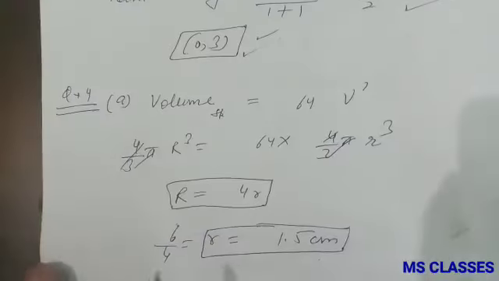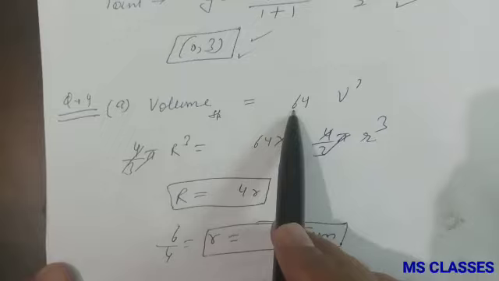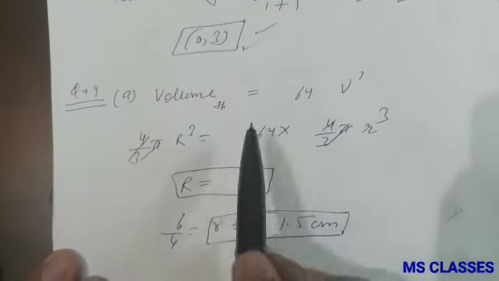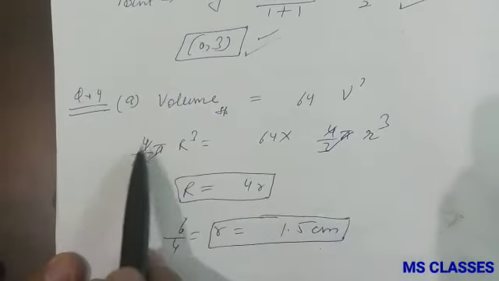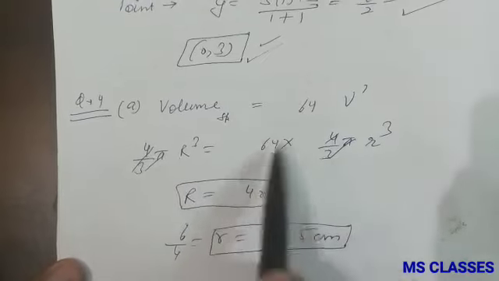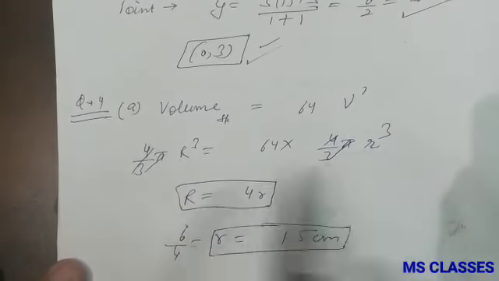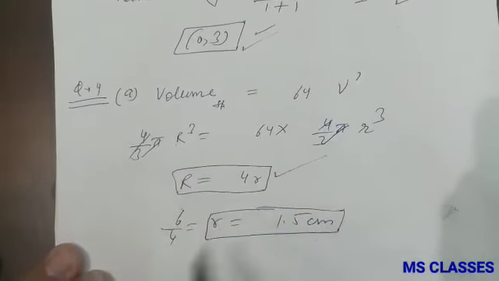Question number 4, first part. A solid spherical ball of radius 6 cm is melted and recast into 64 identical spherical marbles. Find the radius of each marble. So volume of the big sphere is 64 times the volume of the small sphere. So volume of the big sphere is 4 by 3 pi capital R cube, 64 times 4 by 3 pi small r cube. So from here you get R as 4r.